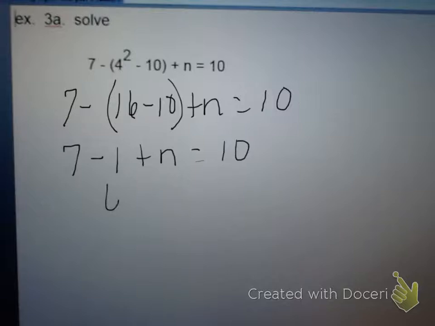7 minus 1 is 6 plus n is equal to 10. Now, you can do mental math here and figure out which value you are going to have to give n to get equal to 10. Okay, I made an error here. Sorry. That's how it's supposed to be. 16 minus 10 is 6. So 7 minus 6 is 1. Now, it's very obvious you can just use mental math that n has got to be 9.